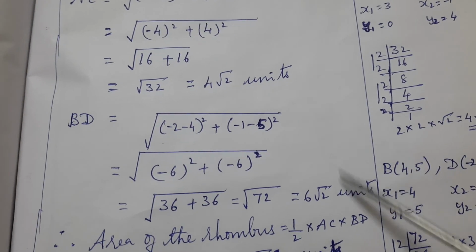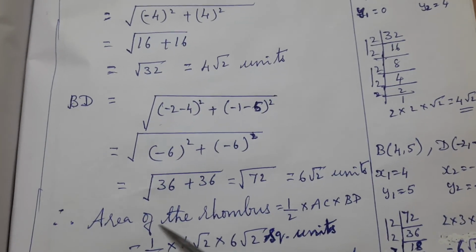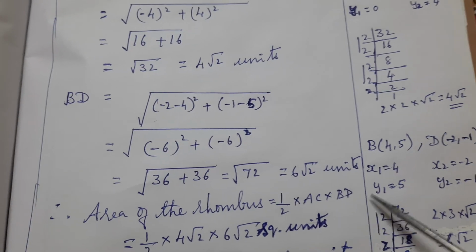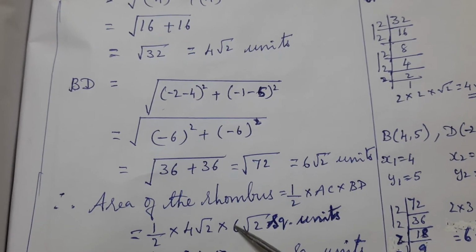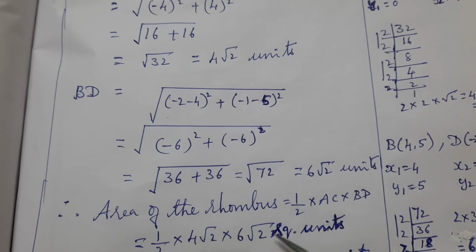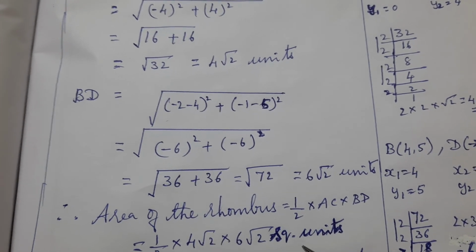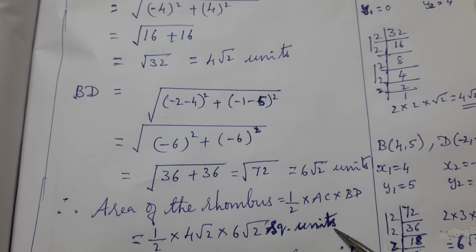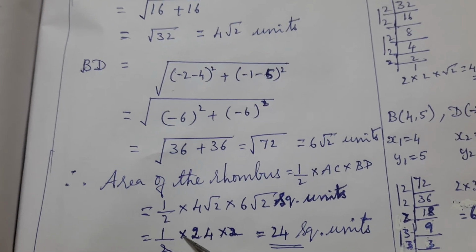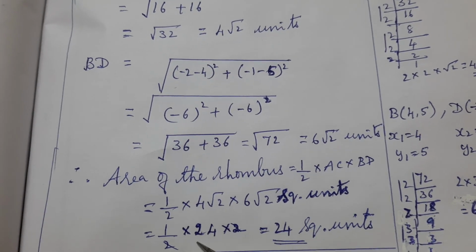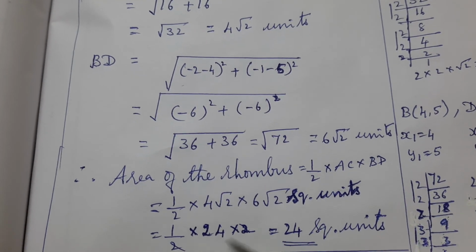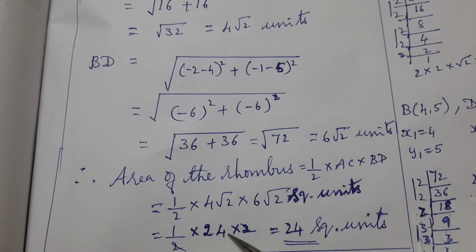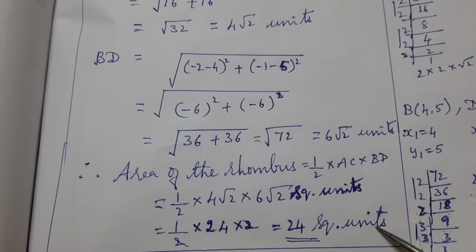Now we have got AC and BD. Therefore area of the rhombus is half into AC into BD. AC is 4 root 2, BD is 6 root 2. Area is always written as square units. So half into 4 into 6 is 24. Root 2 into root 2 is 2. So the 2 and the half get cancelled. So the remaining is 24 square units.